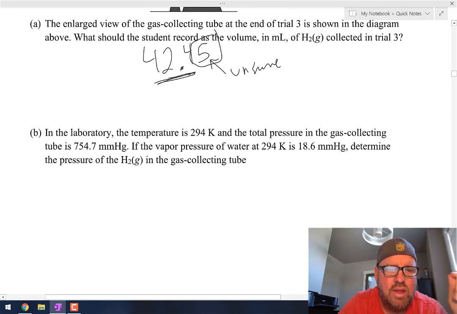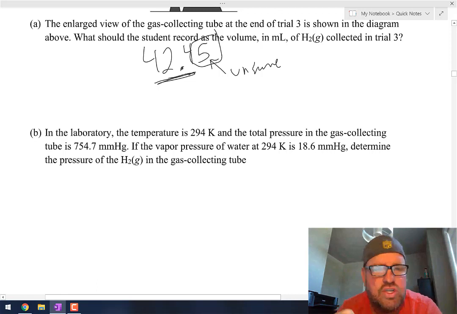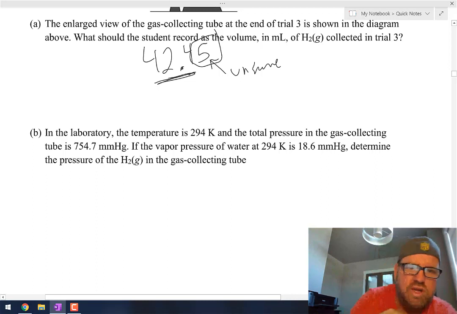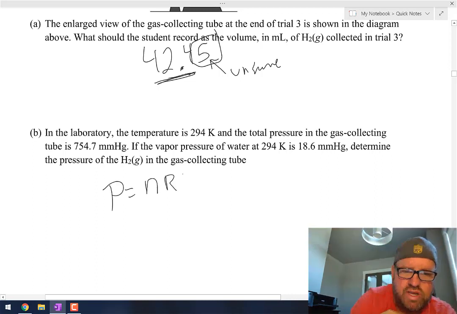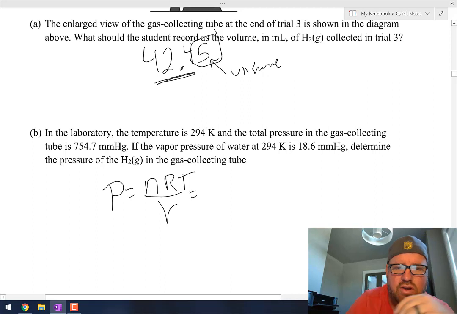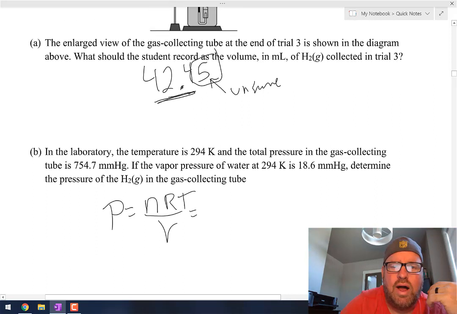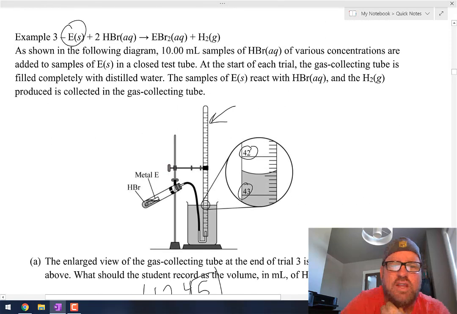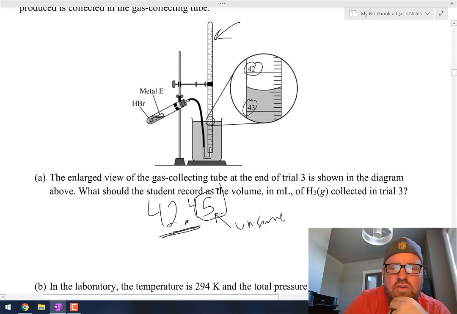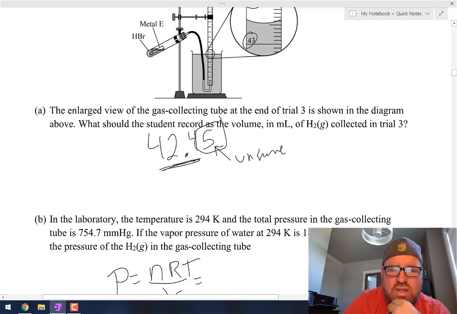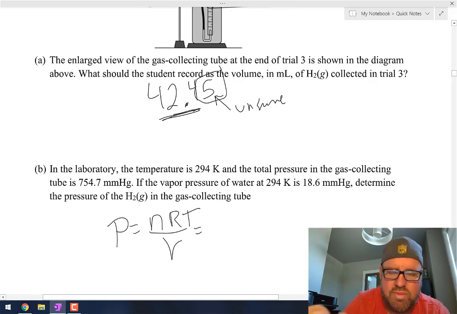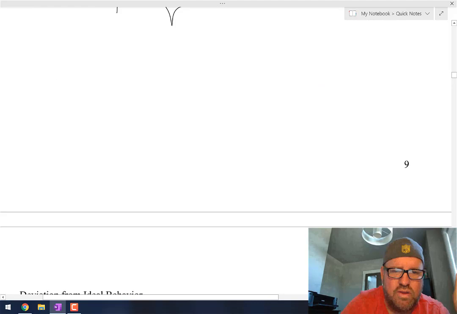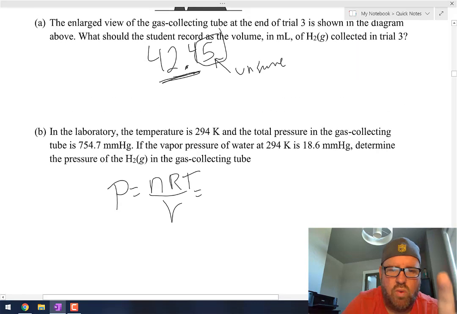Okay, part B. In the laboratory, the temperature is 294 Kelvin. The pressure is 754.7. Vapor pressure of water is 18.6. What's the pressure? So pressure using PV equals nRT, P equals nRT over V. Let's see, do they tell us the moles? You start with a 10 milliliter sample of HBr. You've got the volume of the hydrogen gas. Oh, I'm sorry, I'm thinking way too much into this, aren't I? Is this the last question? It is, wow.